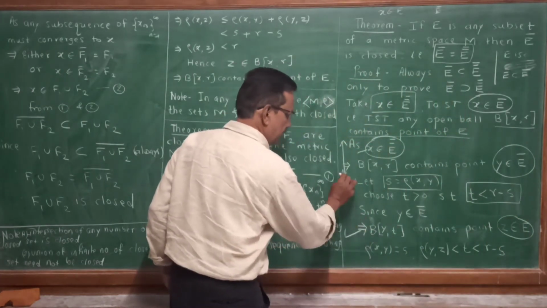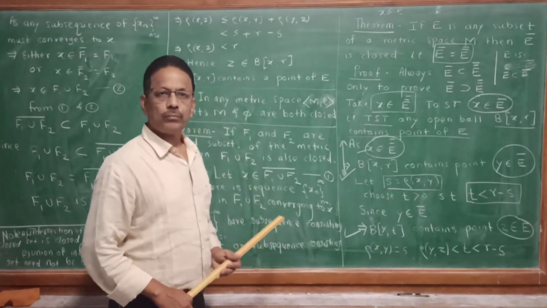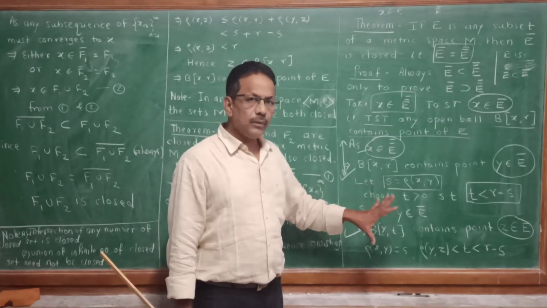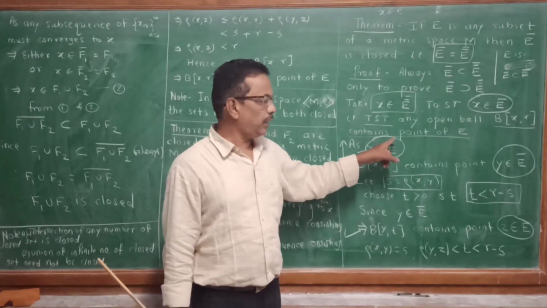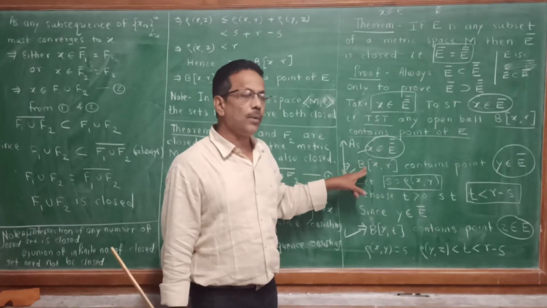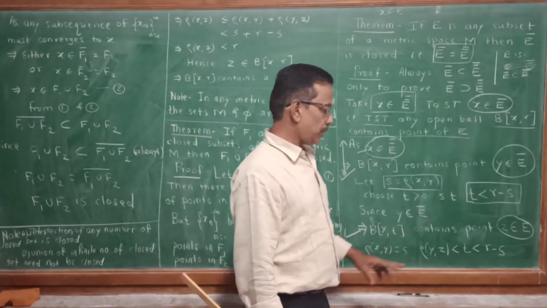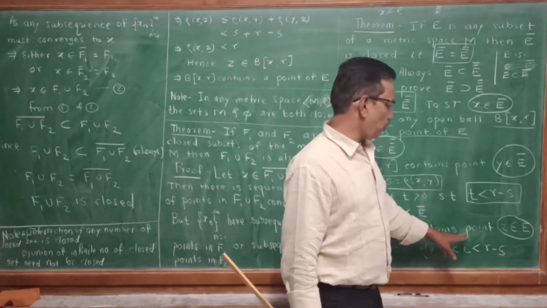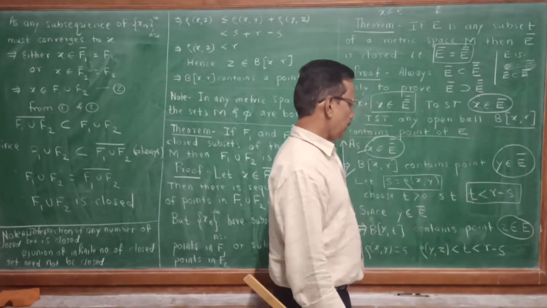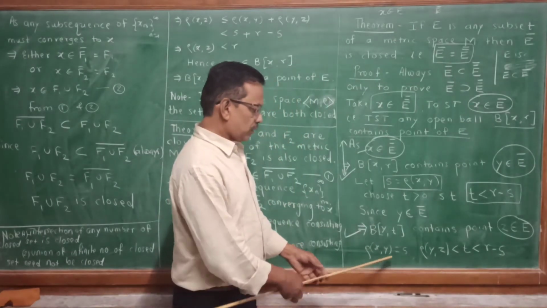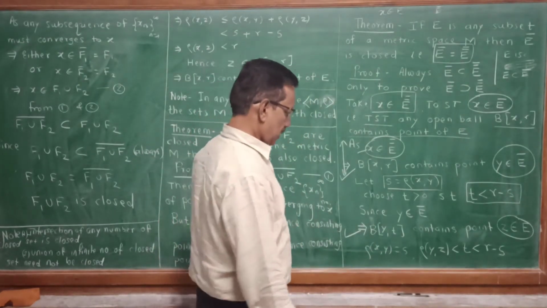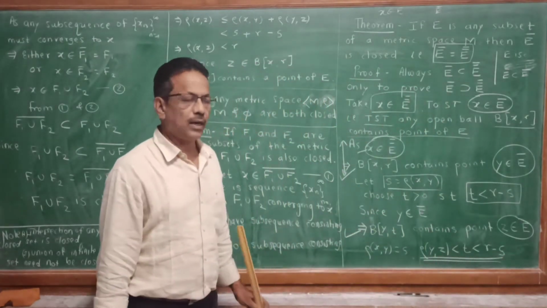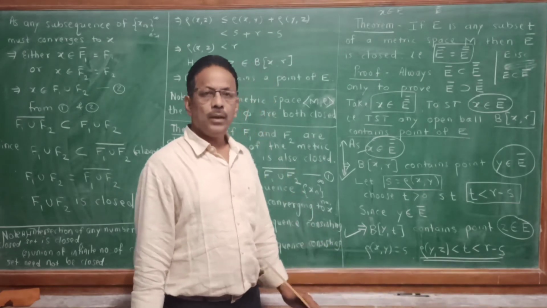This sentence and this sentence have the same structure. x belongs to E double bar, then we say that B of x, r contains a point y belongs to E bar. y belongs to E bar, then we say that B of y, t contains a point z belongs to E. Now rho of x, y is equal to s and rho of y, z is less than t, but t is less than r minus s, hence we write this much.